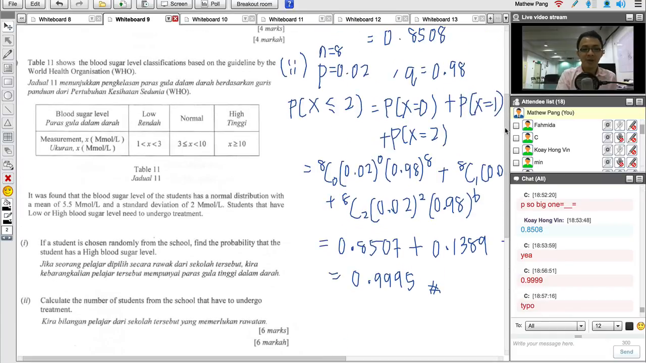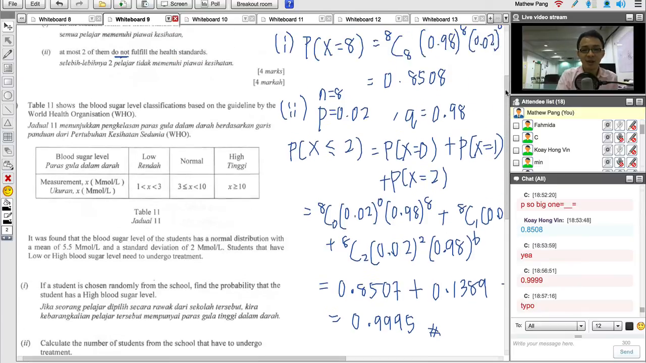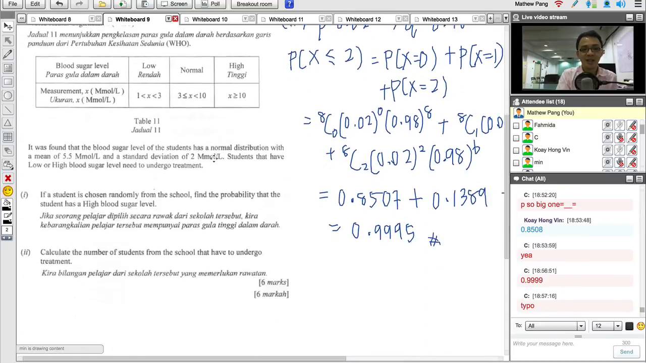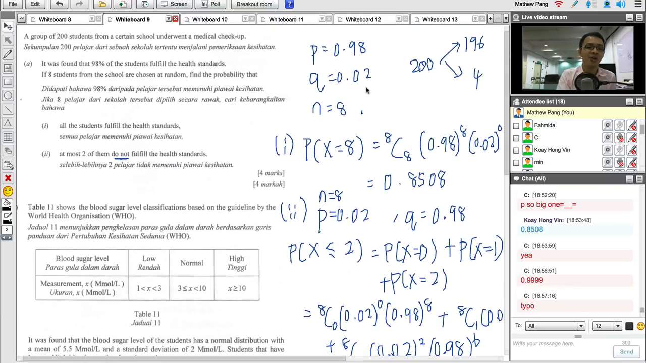Okay, got it. Just now I said you can use the second method to do it. The second method we can use for this kind of question is to use some logic here, because it said do not fulfill the health standard. If you still remain P and Q this way, then you need some common sense here. At most 2 means maximum we have 2 students who do not fulfill. Maximum is 2 students do not fulfill.